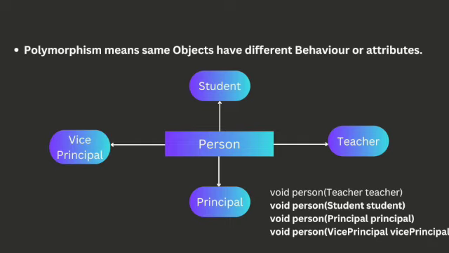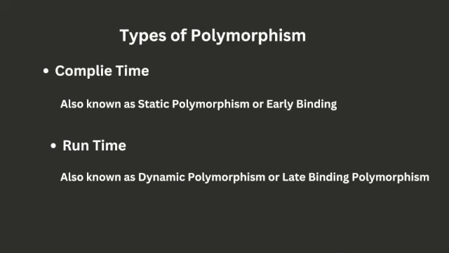Here you can see the method name is the same, void person, but inside the parameters I am changing what kind of behavior I am providing or passing every time we have a different role. Be it a teacher, student, principal or vice principal, we have to pass that particular kind of behavior into the parameters to tell what kind of person is coming over. That is achieved through polymorphism.